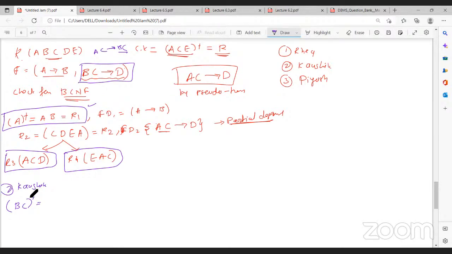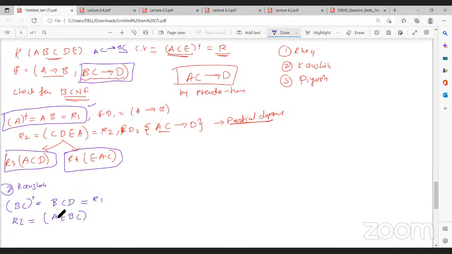Yes, so that is what we have to do. I will come to that also. So what Kaushik will do is take the closure of BC. So we'll get BCD. I will consider this relation as R1. So what should be my R2? A, E should be there, and BC, right? In order to make a lossless decomposition, I have to add BC, right?